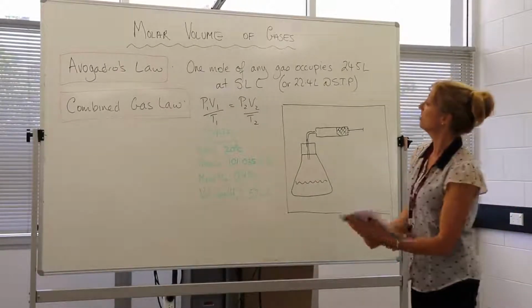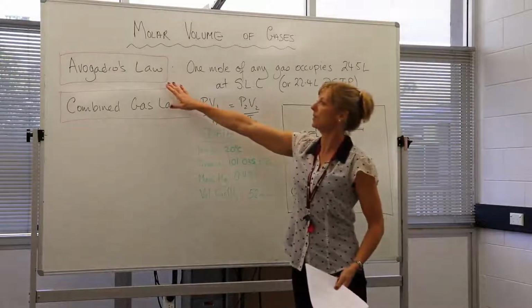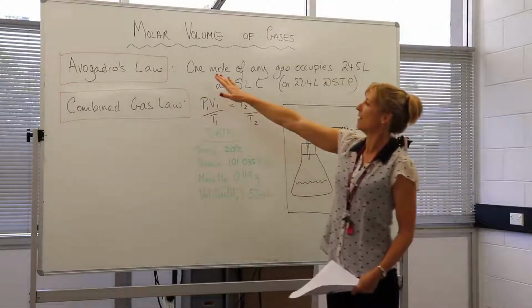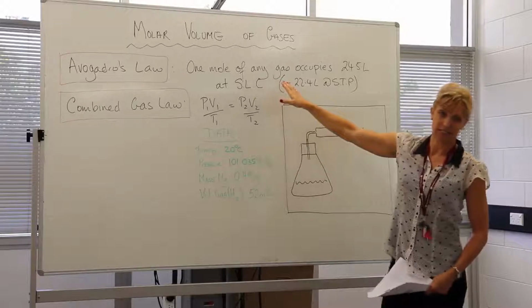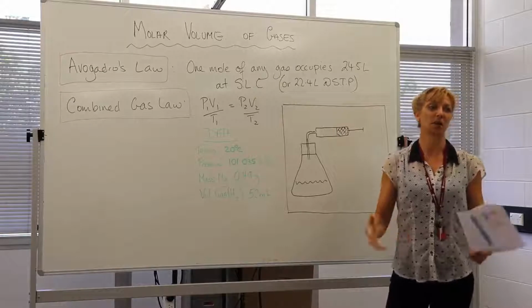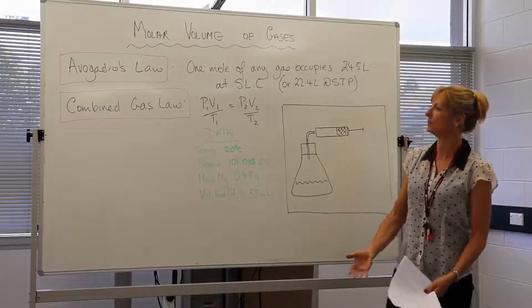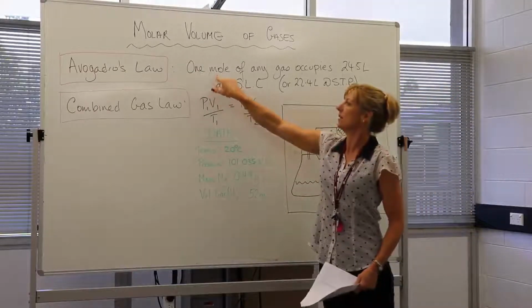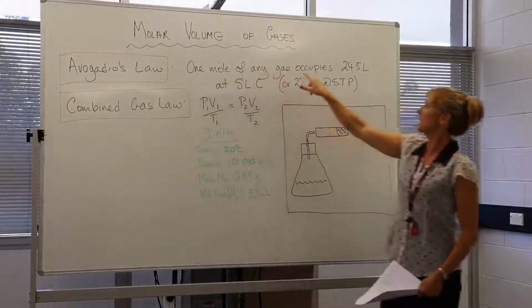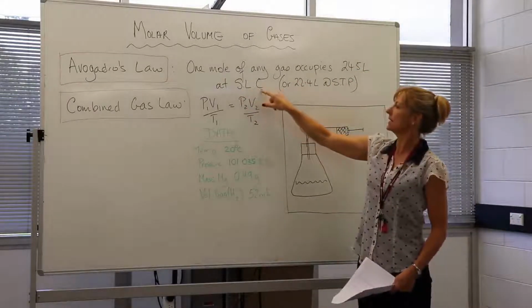Before we do that, I'm going to just talk to you a little bit and remind you about a couple of laws. The first one is Avogadro's law. Avogadro's law says that 1 mole of any gas, now remember what a mole is. A mole is a number, and it's that big number, 6.02 by 10 to the 23. So it's a huge number because we're dealing with such small particles. So if you think to yourself, the word dozen is a 12, so a mole is just a number. So 1 mole of any gas occupies 24.5 litres at standard laboratory conditions.